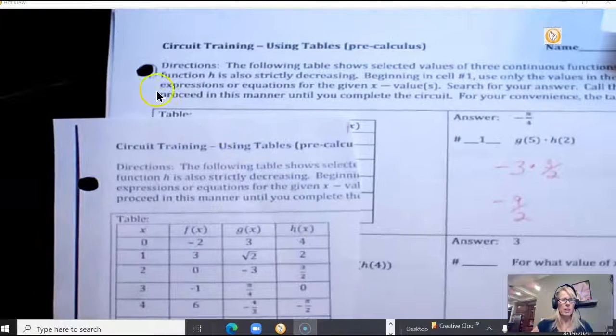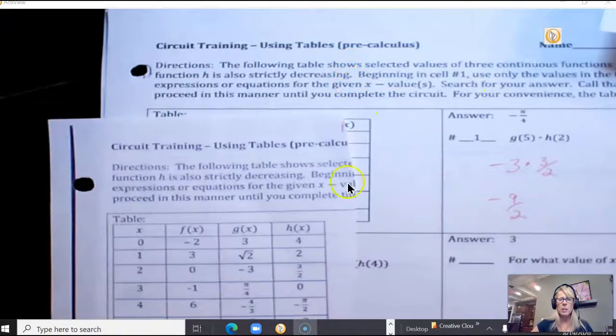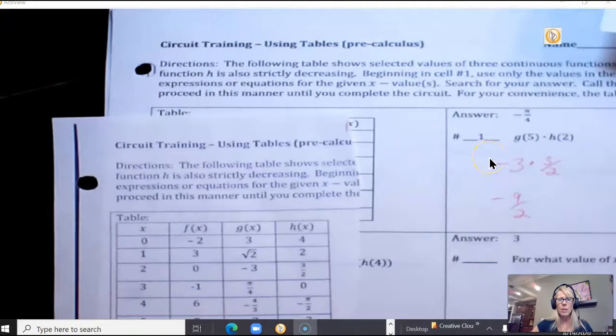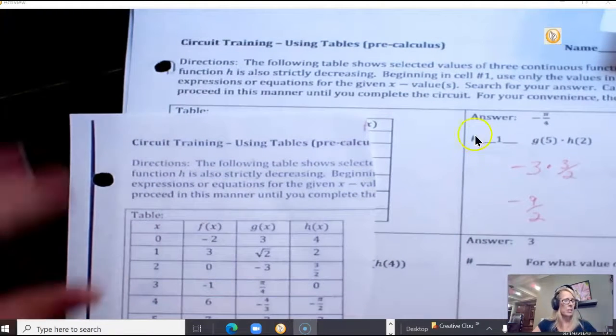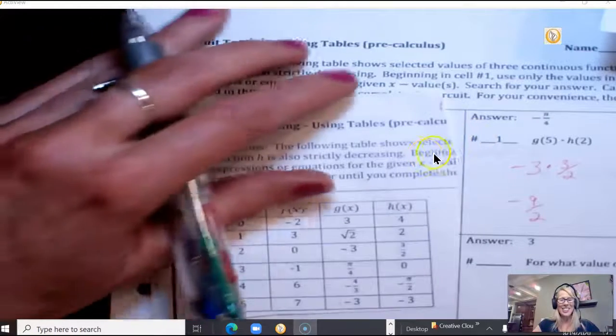I'm not sure. Right now we're doing circuit training using tables in pre-calculus. I wanted to show you how to do this whole thing fairly quickly because you really need to do a review. You need to understand how to do everything to begin with. So that's why I'm making us do this one together completely.